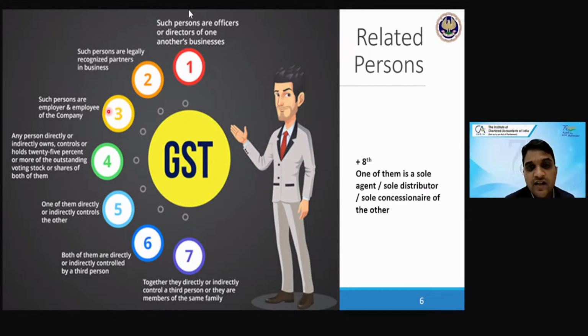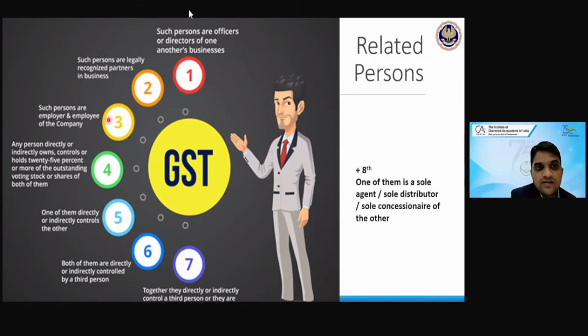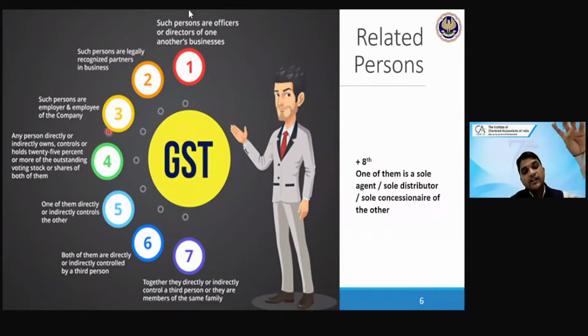So any kind of direct or indirect control, all of this is called a related person. And then both of them are directly controlled by a third person. When a third person controls you and me, right? When a third person controls two people, then these two people also become related because the ownership is the same. They are being controlled by one person. Then entity A and entity B, which are being controlled by person X, become related persons. And then together they directly or indirectly control a third person. When two people are controlling a third person, then these two people will become related persons.